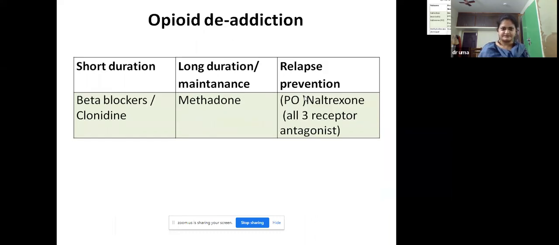For opioid de-addiction, short duration, you can go with beta blockers and clonidine. For long duration of maintenance, it is methadone, which is a long-acting opioid. To prevent the relapse, oral naltrexone. They block all three opioid receptors.